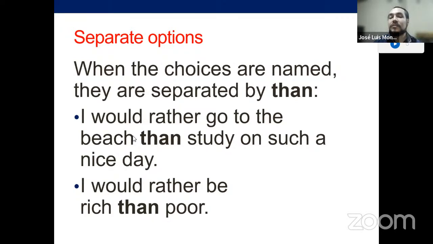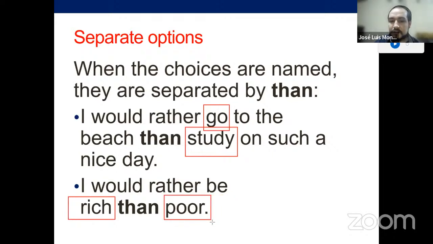Good. So here you have, right? You would rather go or rather be. So you can use two verbs, as you can see over here, as I said before. So I would rather go to the beach than study on such a nice day. Or you can use objects, or of course, objects are nouns. I would rather be rich, of course, right? This is kind of obvious, than poor, right?